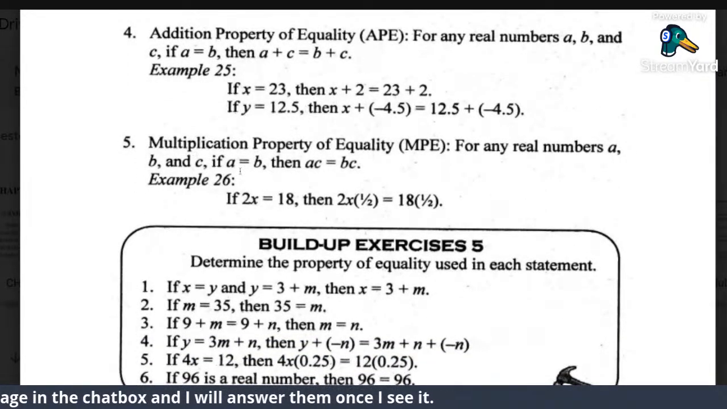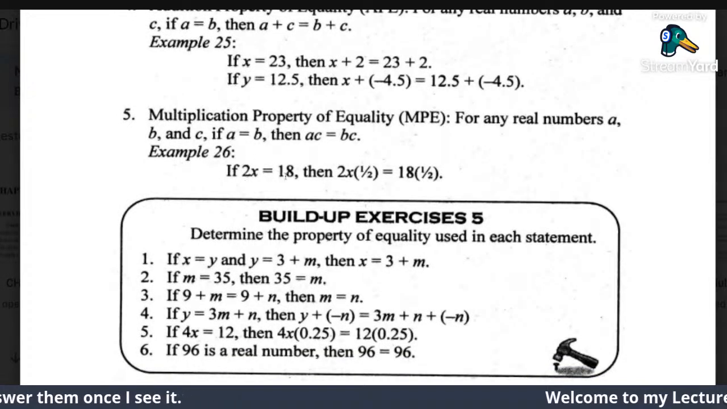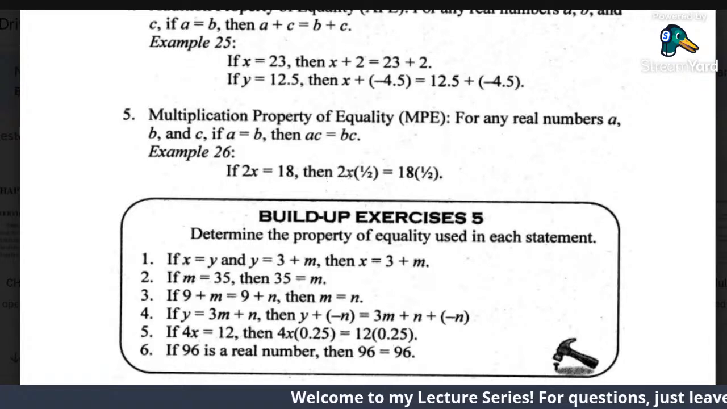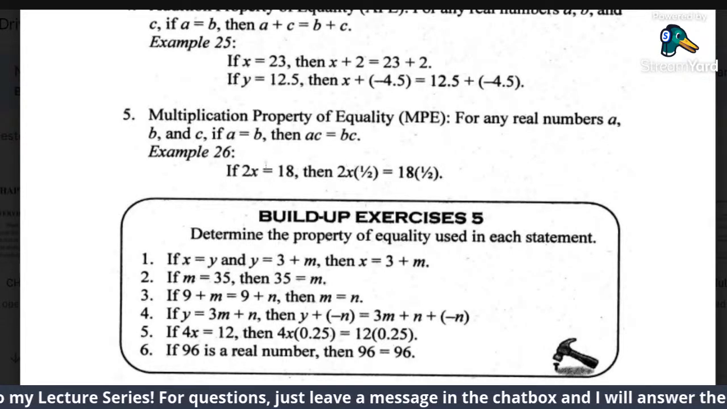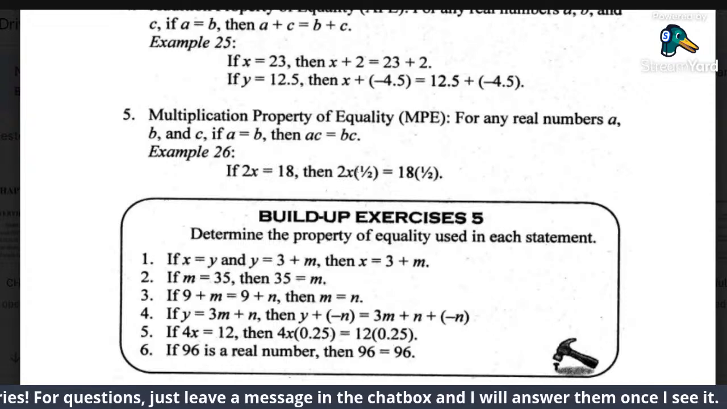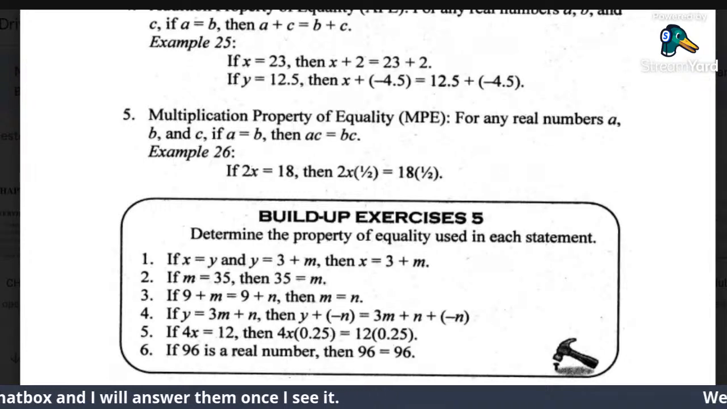So, multiplication property of equality. We mentioned this. If 2x is equal to 18, therefore 2x times 1/2 is equal to 18 times 1/2. Here we multiplied 1/2 on both sides of the equality sign. That will not affect the equation, because what you did on the left side, you also did on the other side.